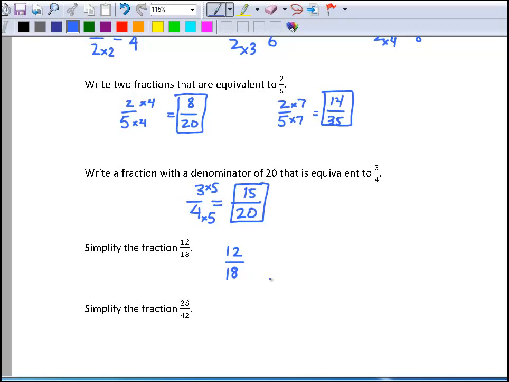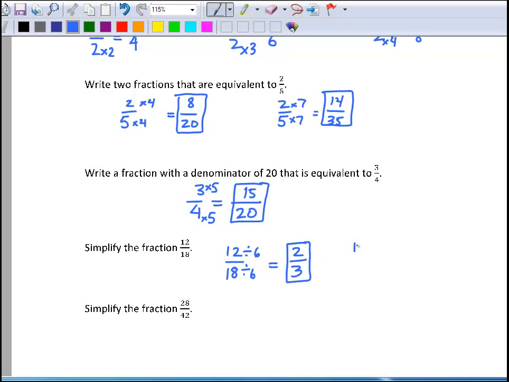There's quite a few. 2 will divide into both. 3 will divide into both. If you can, find the one that's the biggest number that will divide into both. So I believe 6 divides into both of these. So if I divide both of those by 6, I get 2/3. There's no other number other than 1 that divides into both 2 and 3, so this is the simplified form.